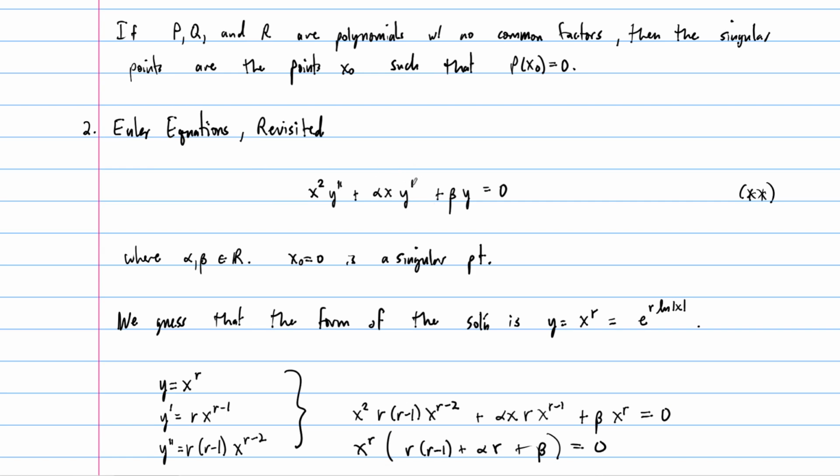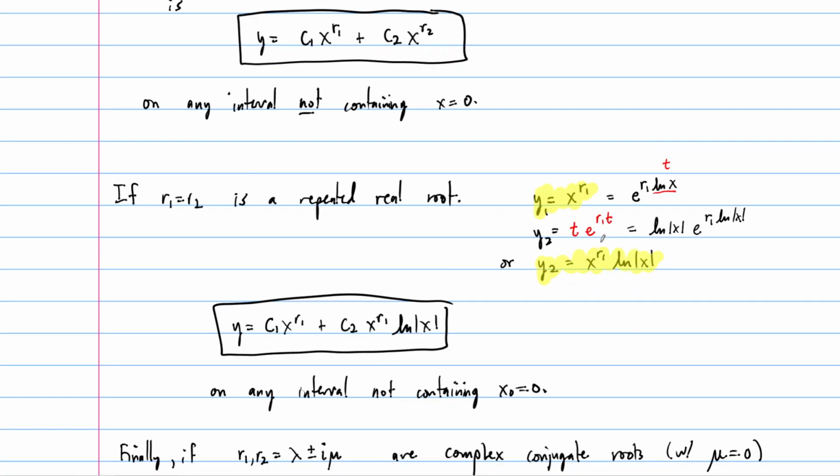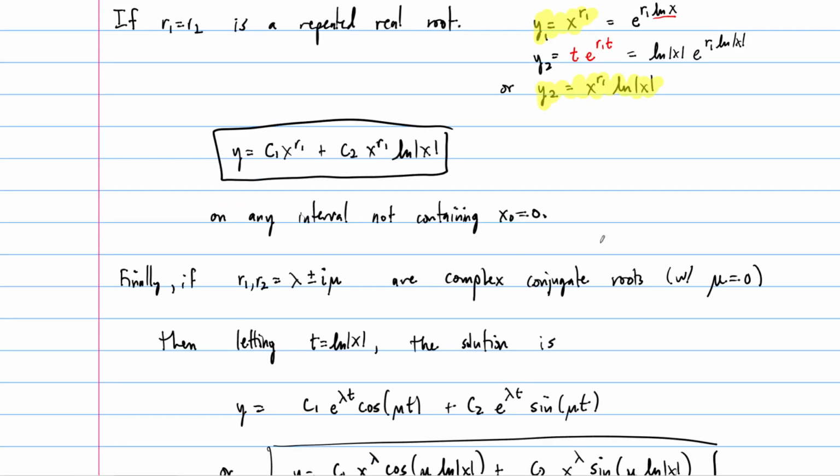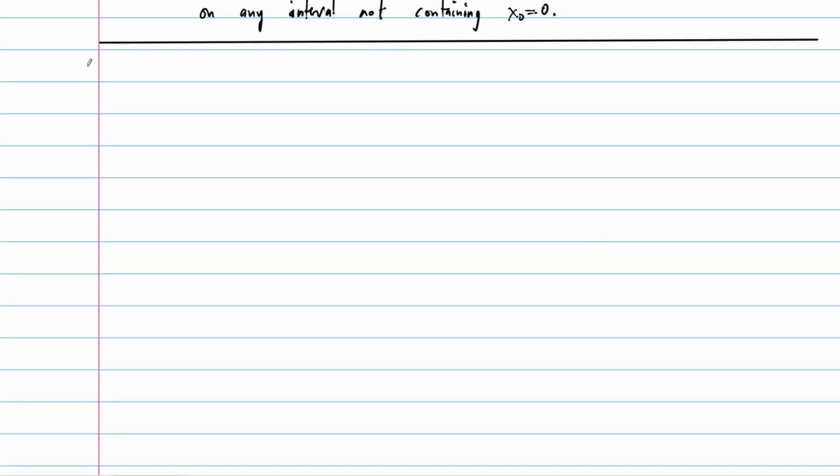So that includes all the intervals that are half open intervals, or even open intervals that look something like 0, capital A, or capital B, 0, something like this, right? So the intervals that get right up next to the singular point but don't actually include it. And so these are the solutions of those Euler equations in every case of the possibilities of the form of the characteristic roots, right? Okay, so let's move on then.